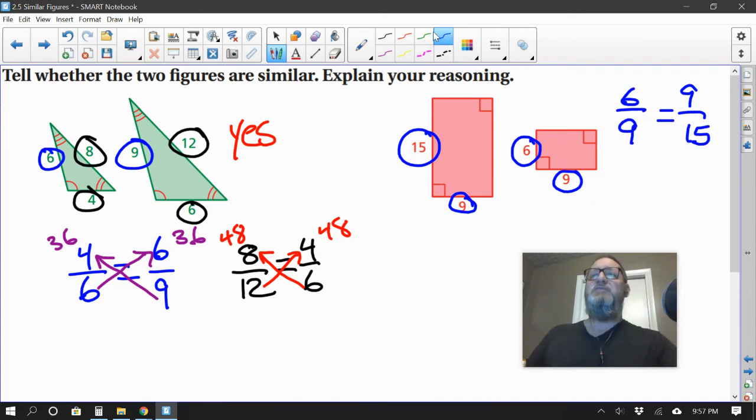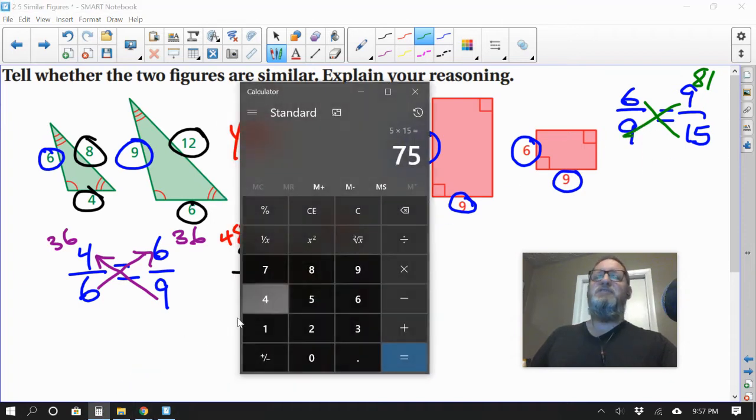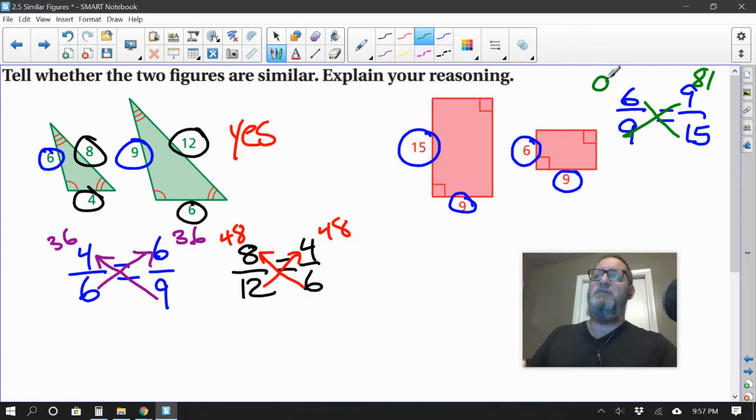All righty. So here we go. 9 times 9, I know that one off the top of my head. That's 81. And guess what 6 times 15 is? Well, it's not 81. Just to save a little bit of time, we'll grab the calculator. 6 times 15, and that's 90. Well, it's close, but we're not playing horseshoes. We need it to be exact. So 90 and 81 are not the same number. So we're going to say no. They're close, but no, they are not similar.